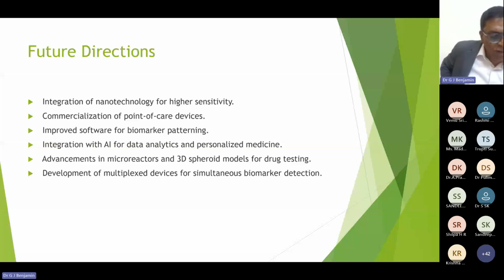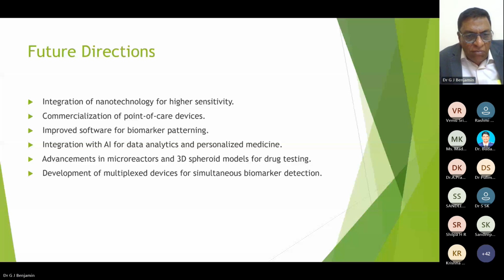Future direction: integration of nanotechnology for higher sensitivity, commercialization of point-of-care devices, improved software for biomarker patterns, integration of AI for data analytics and personalized medicine, advancement in microreactors and 3D spheroid models for drug testing, development of multiplexed devices for simultaneous biomarker detection.